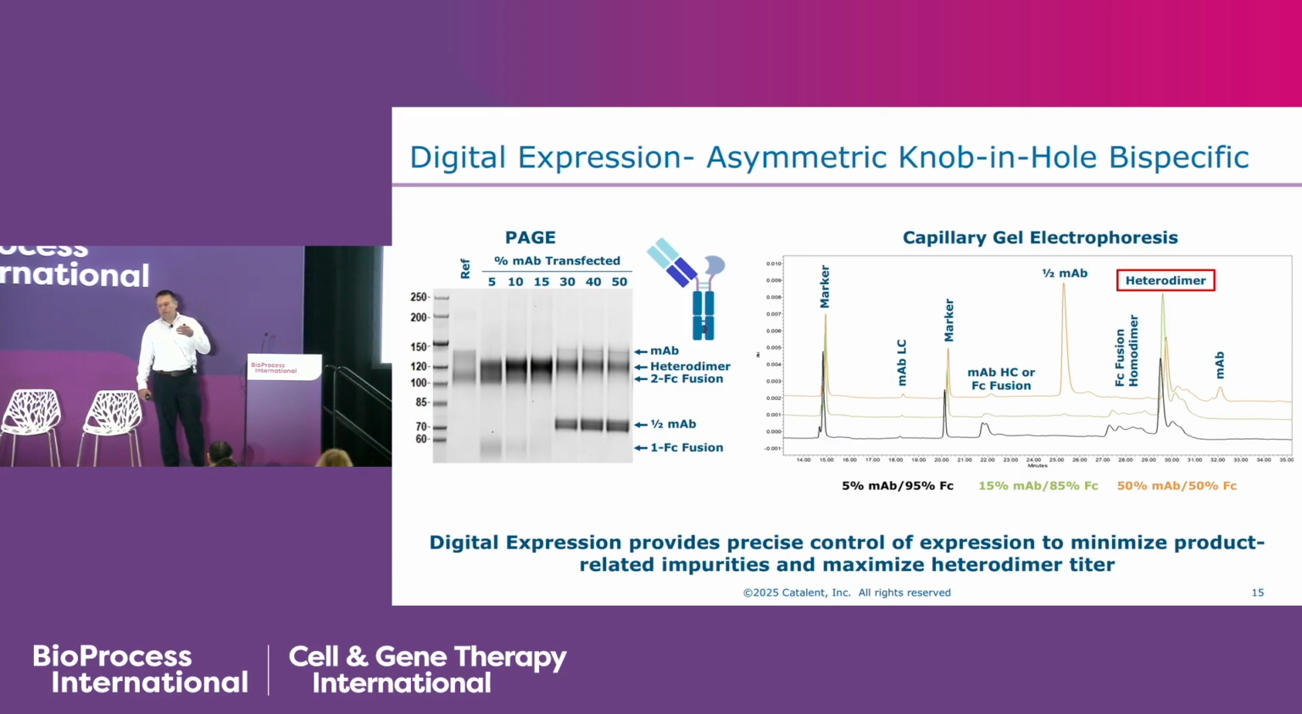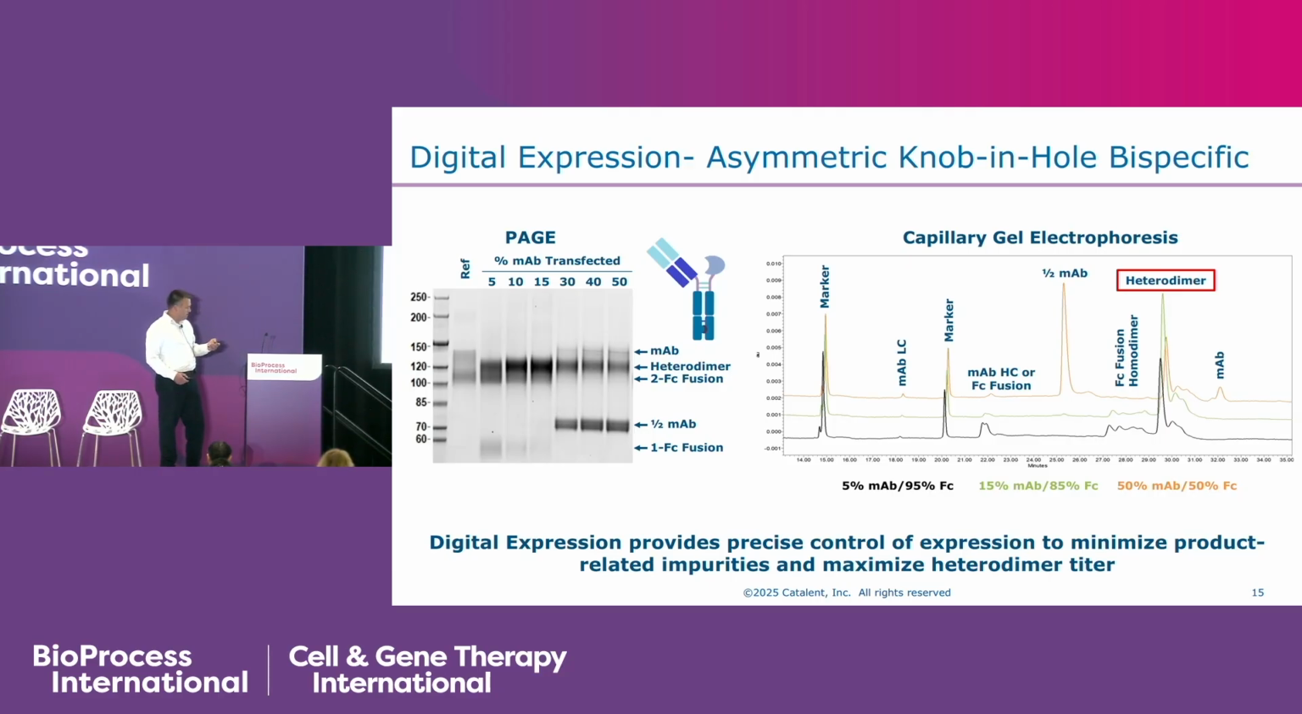Obviously for a bispecific, product quality is of large importance, so we run a PAGE gel on these pools. I'll mention the reference standard on the left of this gel contains both the purified mAb as well as the purified fusion dimers as references. So as you go through 5, 10, 15%, you can see you're decreasing the amount of excess fusion protein.